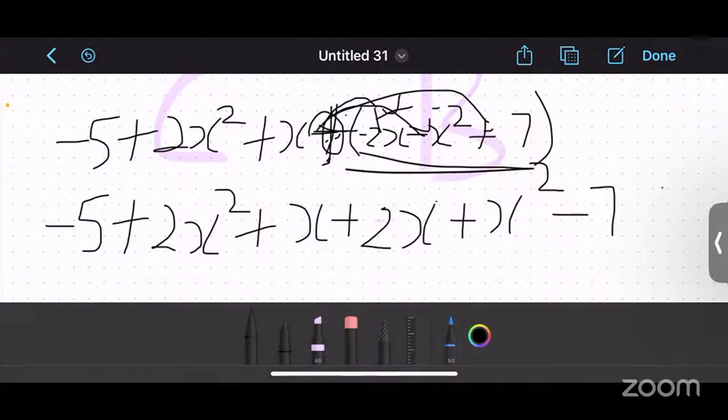Now that we have something like this, I told you guys about like terms. Do you remember what I said about like terms, or which like terms are you able to identify in this expression over here?